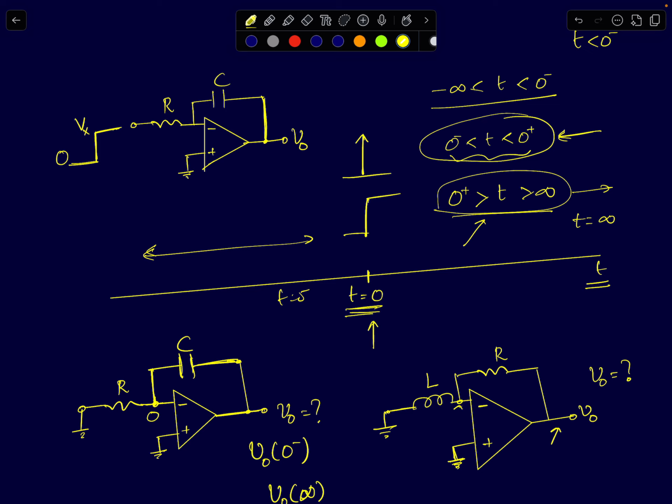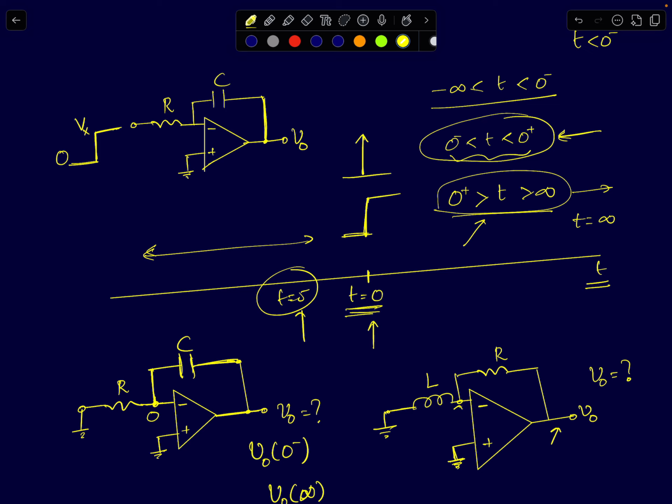The first steady state event is at t equal to 0 minus. This is the steady state when the circuit is left to itself and a switching input is just about to be applied to the circuit. You're just going to apply a switching input, a sudden transient input, that's going to change the behavior of the circuit. But t equal to 0 minus represents the time where the circuit has already reached some steady state.